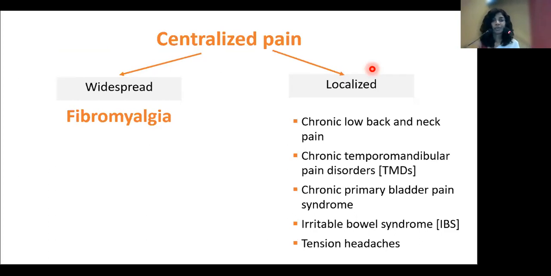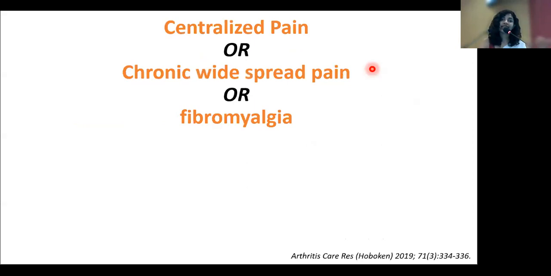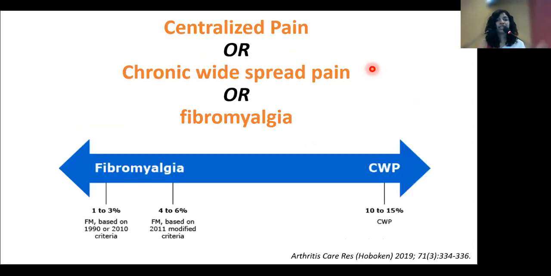Now, we'll talk about widespread pain because that's what we often see in rheumatology. If you want to split hairs on whether to use centralized pain or chronic widespread pain, or to call them fibromyalgia, you can go on a debate all day. But practically speaking, when we look at chronic widespread pain, the definitions that have been used in prevalence studies are different from the classification criteria for fibromyalgia. That's why we see the difference in the prevalence.